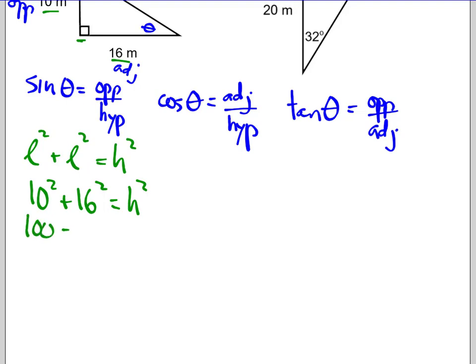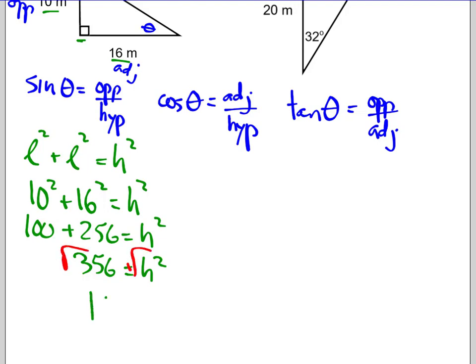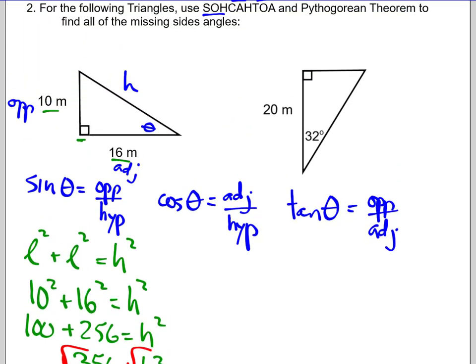So that's 100 plus, I want to say 256, but I'm going to double check because I'm recording. 256, awesome. Okay, I can bring those together. And then to undo a squared term, I square root both sides. And I end up with 18.9, that sounds better, the square root of 356. So now I have 18.9 equals my hypotenuse. And I do a quick check. It's bigger than both of the legs, so I know it's a reasonable answer.